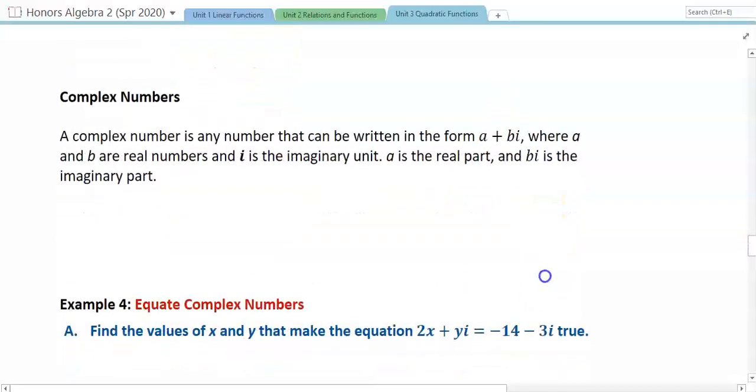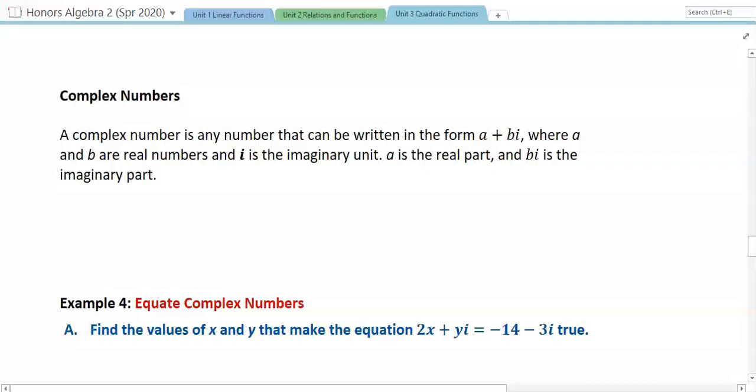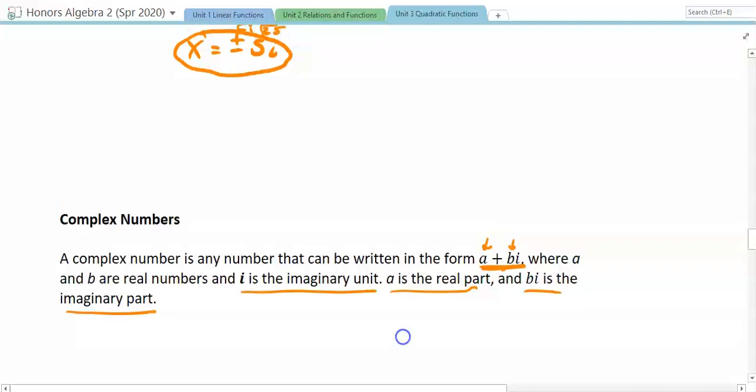So, complex number. What is a complex number? This is the second part of our standard. A complex number is any number written in the form a plus bi, where a and b, so these individual parts here, are real numbers, and i is the imaginary unit. And so a is the real part of a complex number, and bi is the imaginary part. And so we just saw a moment ago, we got an answer here of 5i. Well, that's an imaginary number.